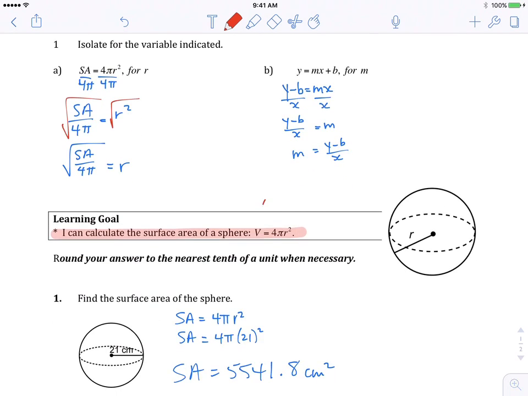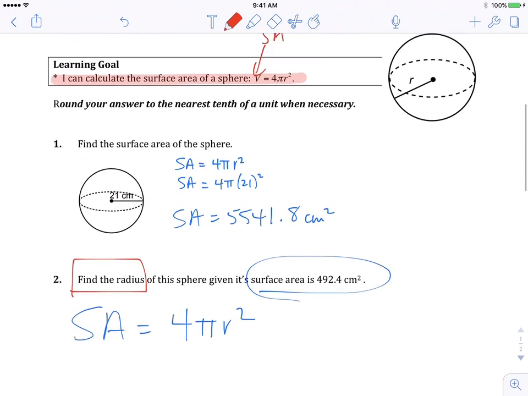Okay, remember this is a little error here. That should say surface area, right? Like I have up here, surface area is 4 pi r squared, not volume there.